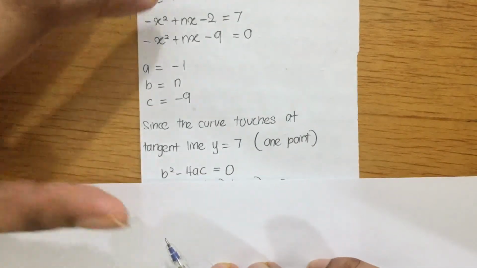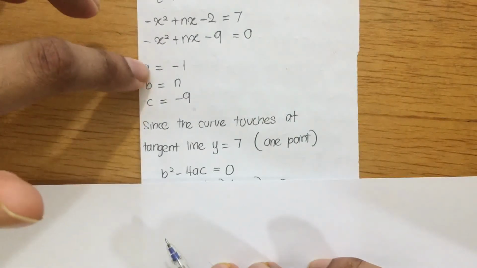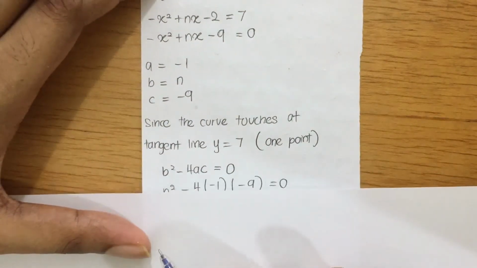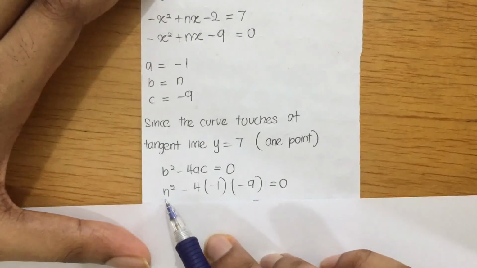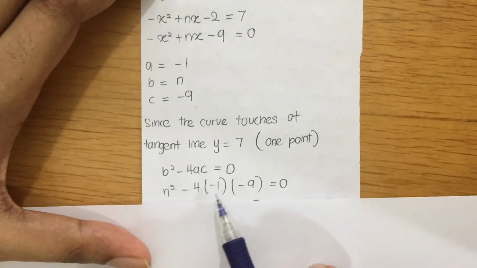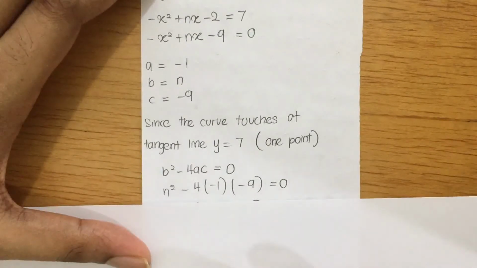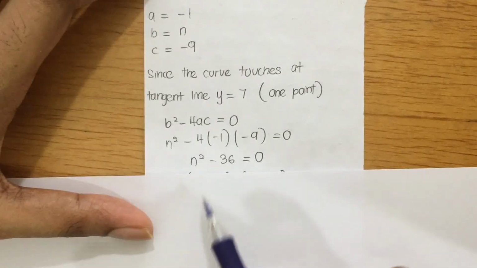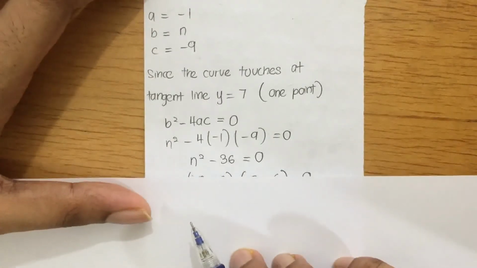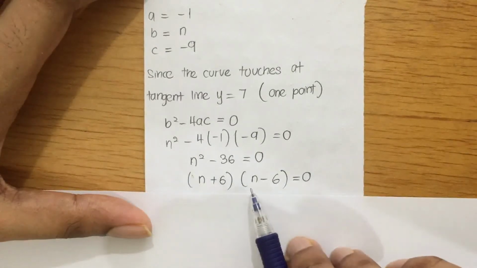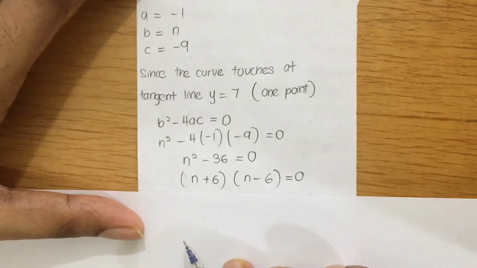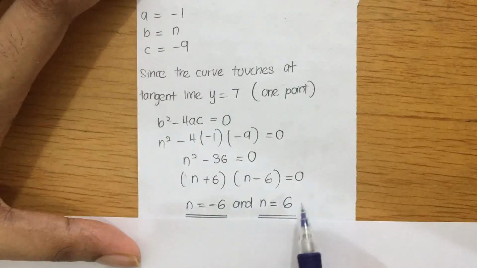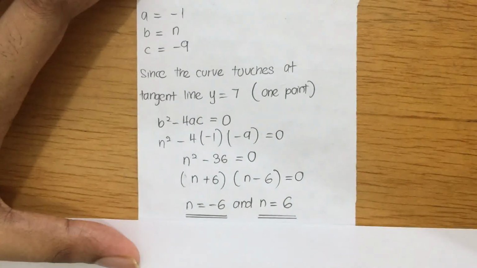Since you have already have the respective coefficients, which is negative 1, n and negative 9, you substitute into the equation. From here, n squared minus 4 times negative 1 times negative 9 equals to 0. From here you get n squared minus 36 equals to 0. So you factor out this expression, you should get n plus 6, n minus 6 equals to 0. So from here you get your final answer. n equals to negative 6 and n equals to 6. So this will be your two possible answers, guys, for the n.